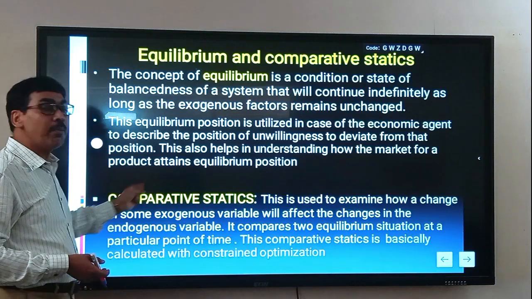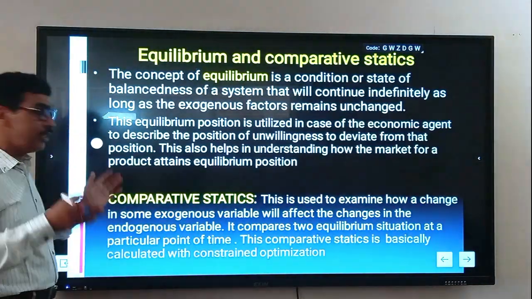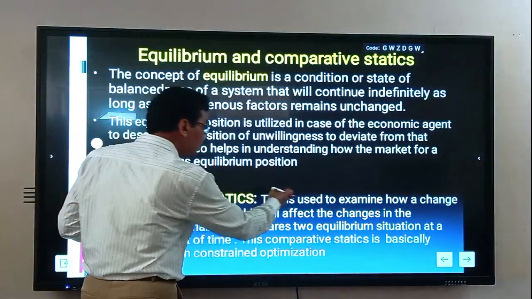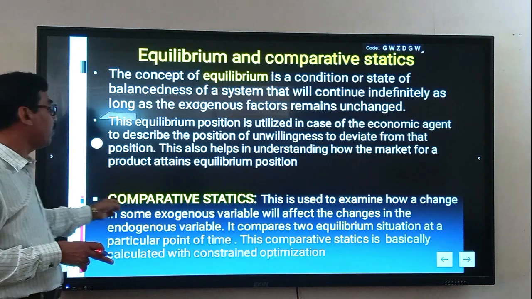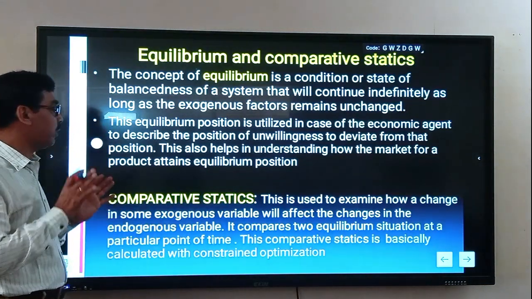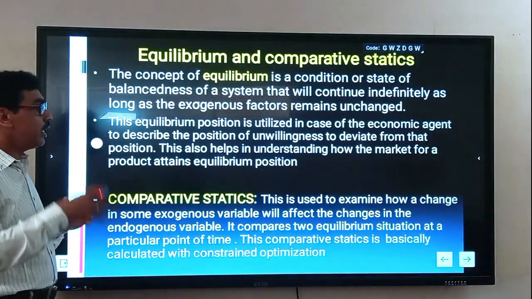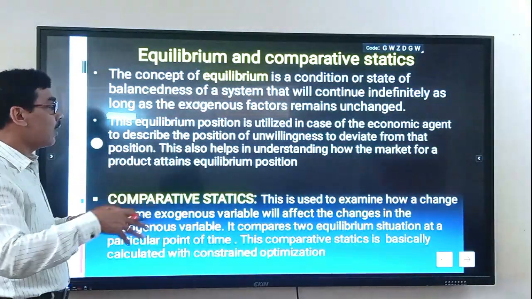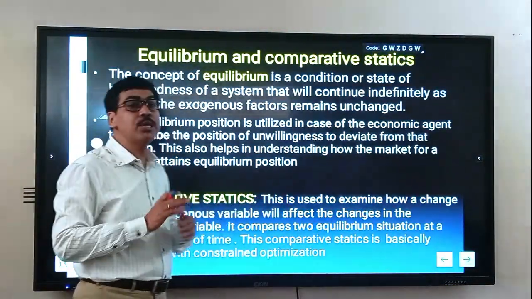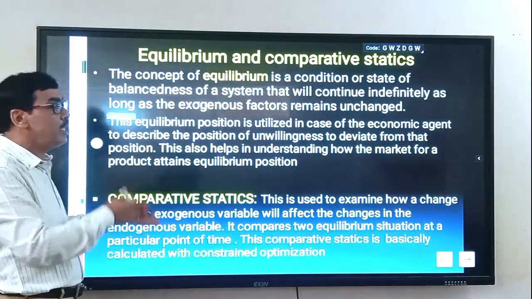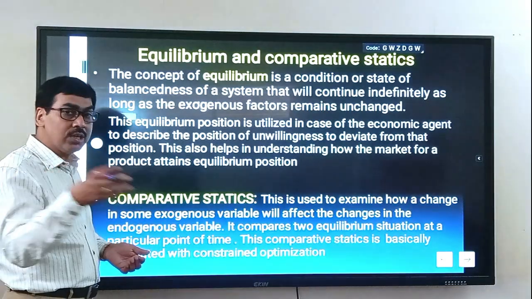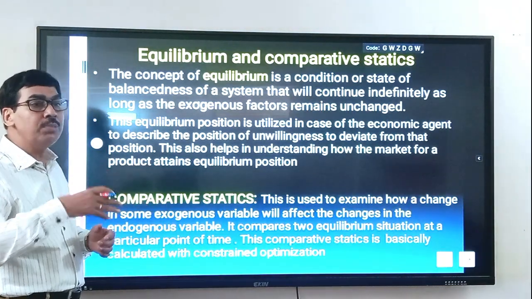The next one is comparative statics. This is a tool which we utilize in microeconomics. This is used to examine how a change in some exogenous variables will affect the endogenous variable. That means it will explain, if the parameters of the function are allowed to change, what will happen to the objective function. It compares two equilibrium situations. If in a particular period the equilibrium position is the initial position, and after that certain external factors have changed, what will be the new situation?